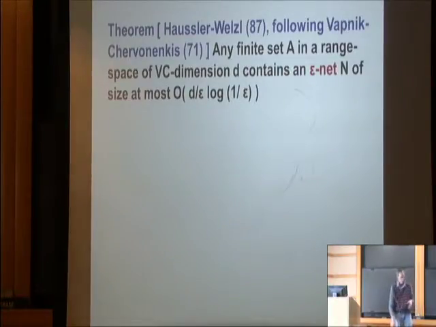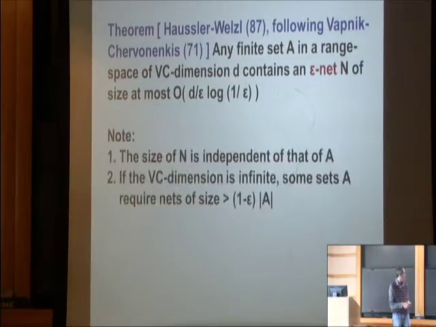Okay? And the proof of this is, so actually, I wrote here something about this. Two things to note: indeed the size of the net is independent of that of A. And let me also mention, before I say something about the proof, that if the VC dimension is bounded, is finite for some range space, then there are always very small epsilon nets. Very small means that even if the set A is very big, there is always an epsilon net whose size is independent of the size of A, and in fact is almost linear in 1 over epsilon.